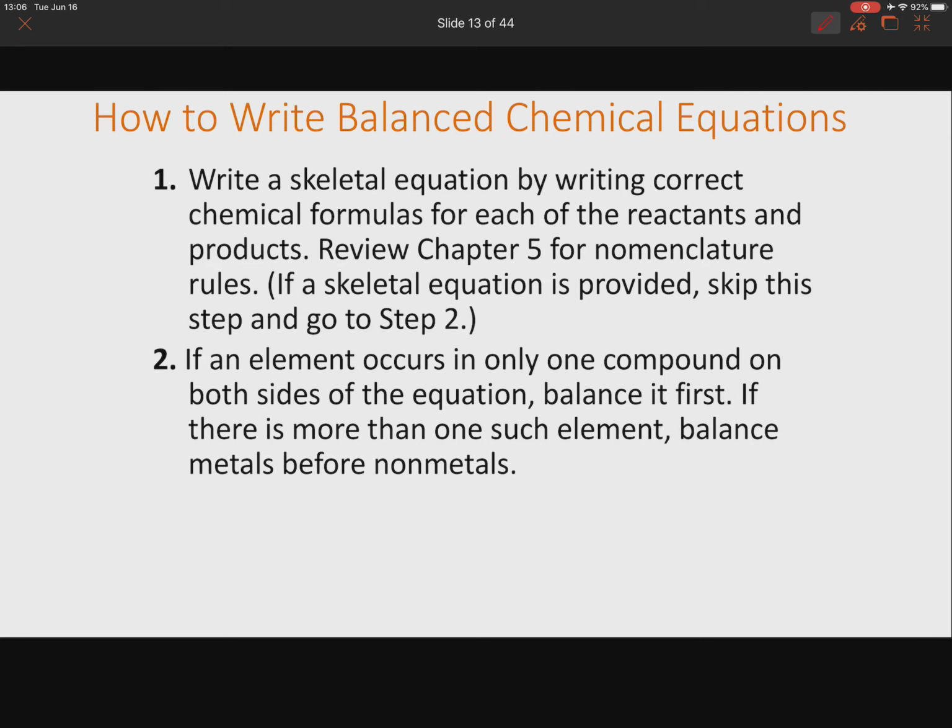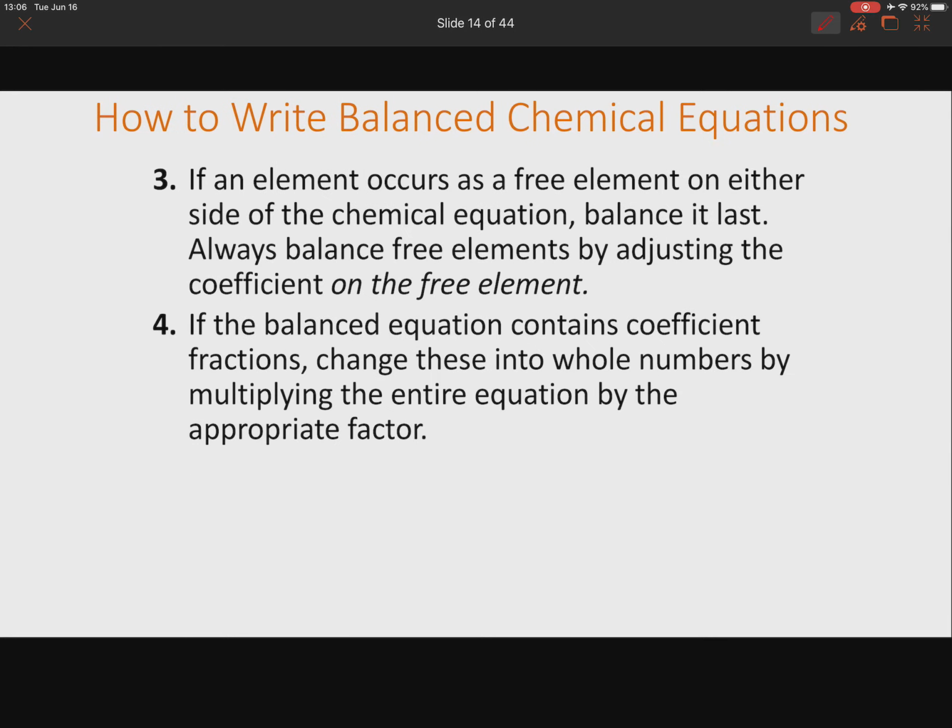So here's a couple of rules for writing chemical equations. You want to start with the skeletal equation. If an element occurs only in one compound on both sides of the equation, then balance that first. If there's more than one such element, balance metals before nonmetals. If an element occurs as a free element on either side of the equation, balance it last. We'll do an example so you can see what that means. And it's always good to have a free element because you can save it for last and actually balance out your equation. If the balanced equation contains coefficient fractions, change these into whole numbers by multiplying the entire equation by the appropriate factor. We can do one of those too so you can see what that is talking about.